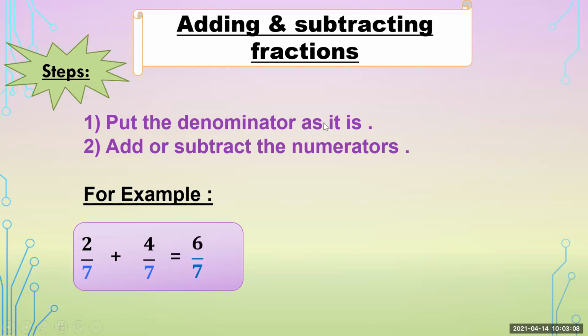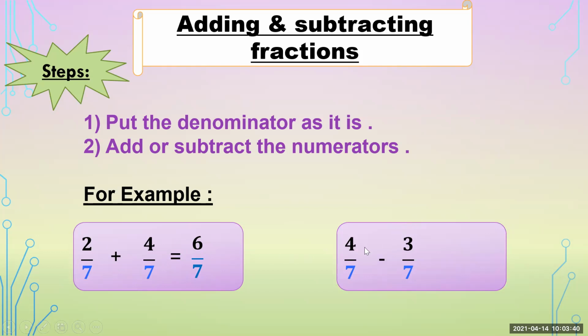First, we put the denominators as they are and add or subtract the numerators, like our example here. 2 over 7 plus 4 over 7. I will put the denominator as it is. It will be 7. And the numerators, I will add them. 2 plus 4 equals 6.